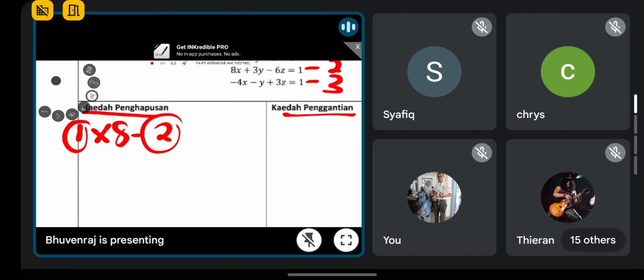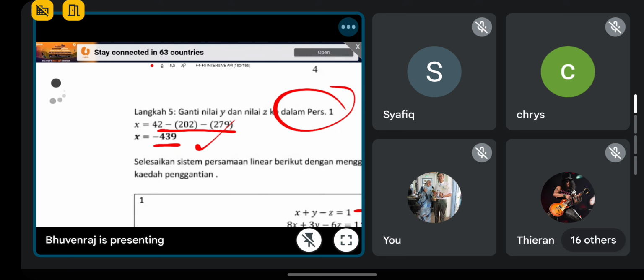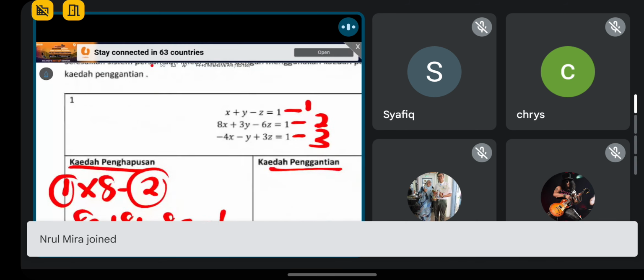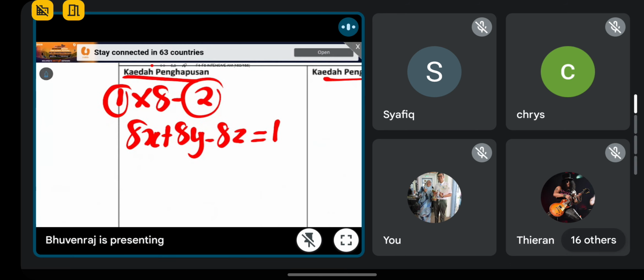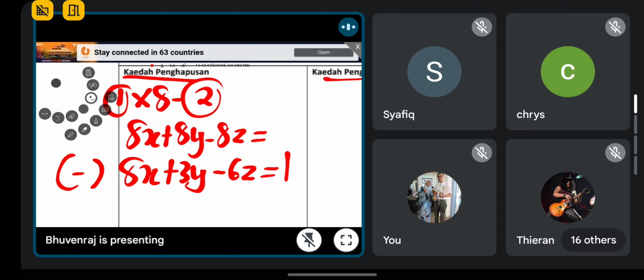So first equation you will get 8X plus 8Y minus 8Z equals to 1. Okay, and then minus your second equation. Kamu salin balik saja. Just copy your second equation. Okay, minus 8x plus 3y minus 6z equal to 1. Sorry guys. Yang ni 8 sebenarnya. This one is 8 sebab dah darab dengan 8.